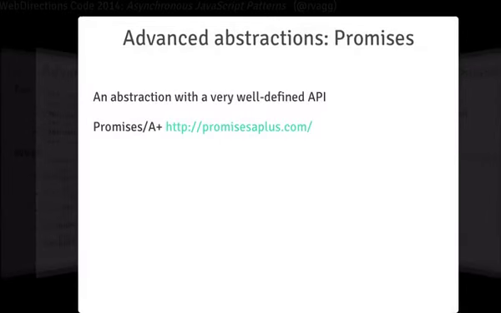Promises. I don't want to dwell on promises too much because I'm pretty sure that a lot of you are familiar with them. Promises are an abstraction with a very well-defined API. And that's the beauty of promises for most people, that the API is very tight. The current spec is called Promises A+, and you can find details at that page. If you're using promises, I'd recommend you go and read that to understand what you're dealing with.